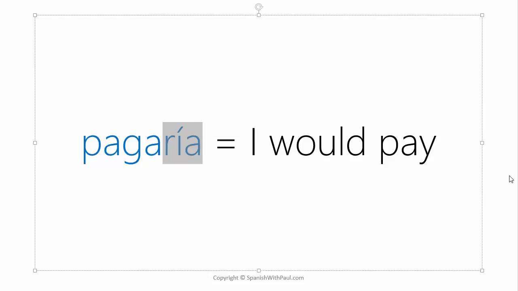So we get pagaría. Now it's very important with this would tense that you pay attention to this accent over the I, because if you do not stress that part in your pronunciation, you won't be understood. So you must hear it clearly as pagaría. That's where you're stressing over the I, and that never changes for this would tense. It's always ria that you're pushing down on.